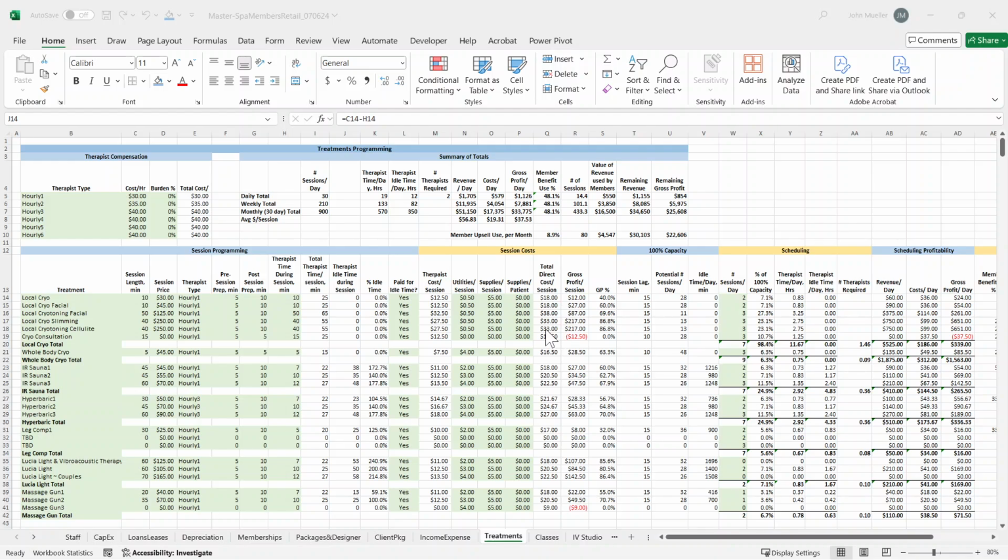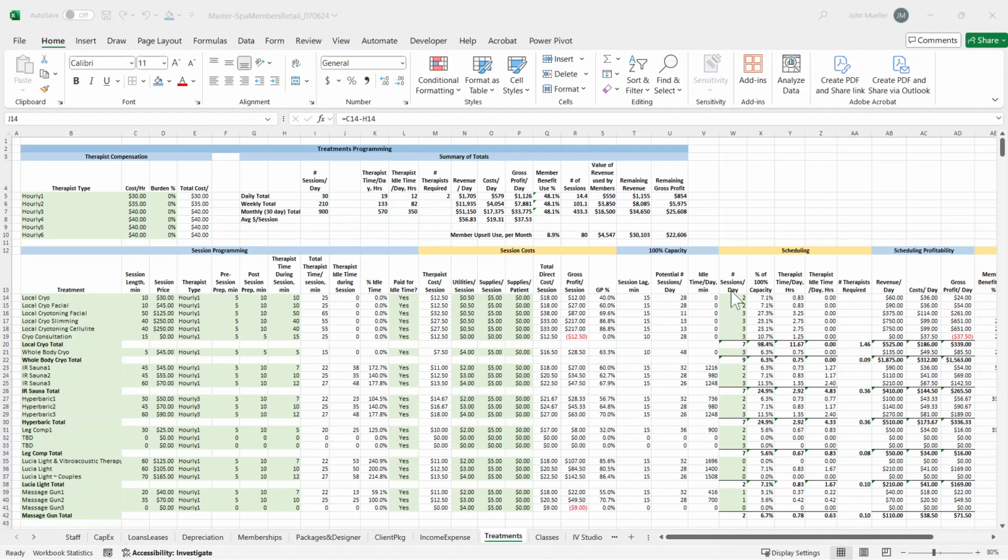So then it'll tell you what your total direct costs are, what your gross profit is based on what your session or service price is. It tells you what your gross profit percentage is. Then what it does is it's going to calculate what is your 100% capacity, and this is looking up your time that your business is open, that gets programmed into this pro forma in another section.